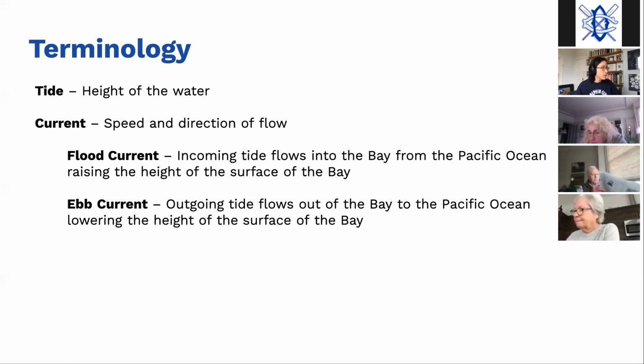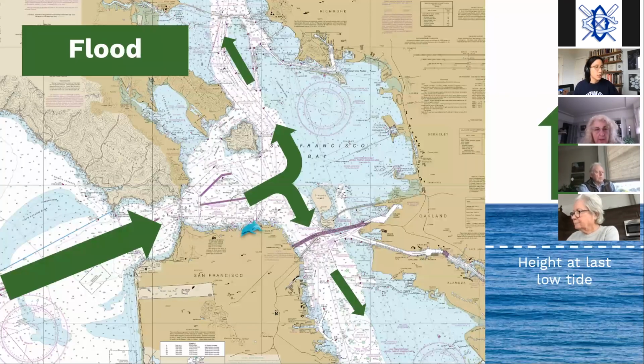A flood current flows into the bay from the Pacific Ocean, raising the height of the surface of the bay. And then an ebb current flows out of the bay to the Pacific Ocean, lowering the height of the surface. And so I've got some diagrams here just illustrating that.